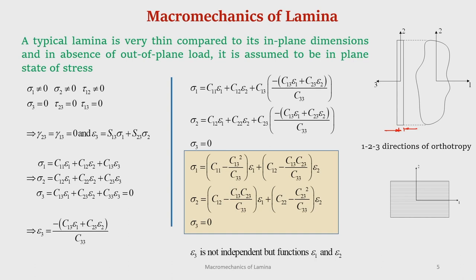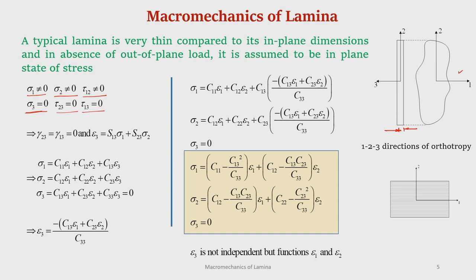We know that if the load is only in the 1-2 plane, and there is no variation of the load distribution along the thickness direction, and there is no out-of-plane load, it is a case of plane stress. So in a two-dimensional lamina, only three components of stress exist: sigma 1, sigma 2, and tau 12. Two in-plane normal stresses and one in-plane shear stress. Out-of-plane stresses like sigma 3, tau 23, tau 13 are 0.